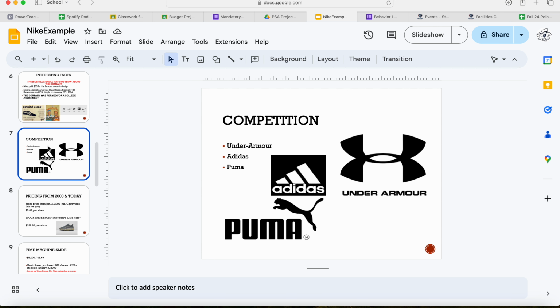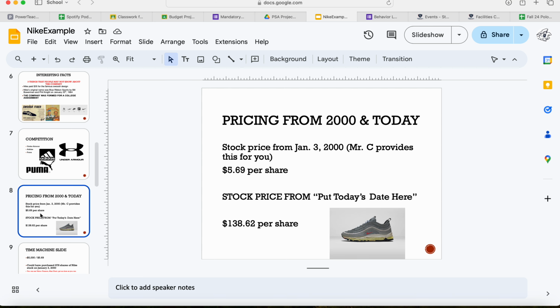Competition, 3 largest competitors. I'm not really sure if Puma is a competitor of Nike currently. Definitely probably not the 3rd most competitive company with Nike, but that's what I had on here, so we're going to roll with it. Pricing from 2000 and today: we need to act as if we could go back in a time machine and figure out how much was a share of stock back in 2000. If your company was not publicly traded in the year 2000, then you go back and find their IPO price.